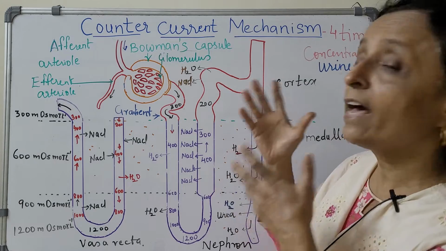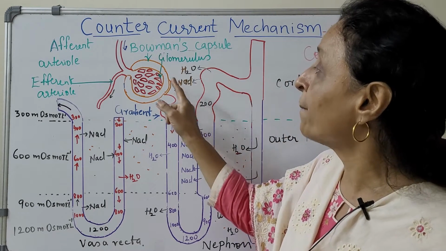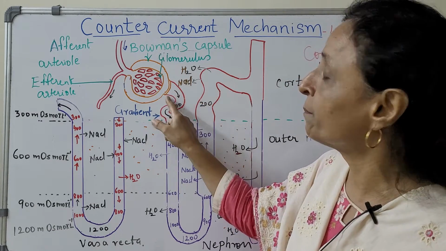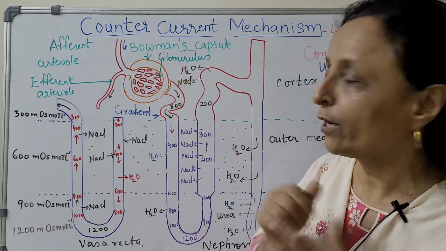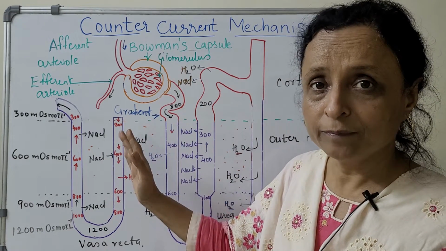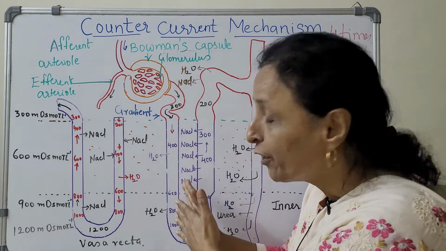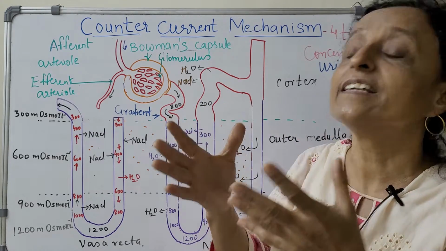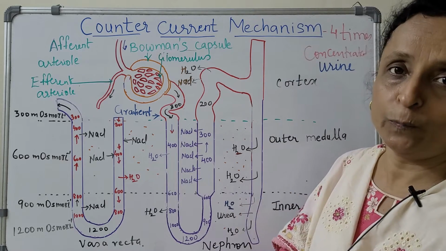The osmolarity of this filtrate is the same as the blood and the interstitial fluid, the fluid which is present in the cortex. It is isotonic with this fluid, so it is 300 milliosmol. Now, as the filtrate goes on, its concentration goes on increasing in the descending limb of the Henle's loop.